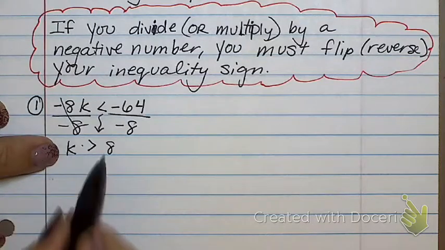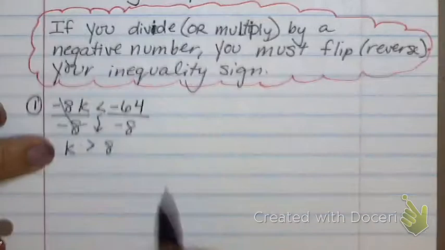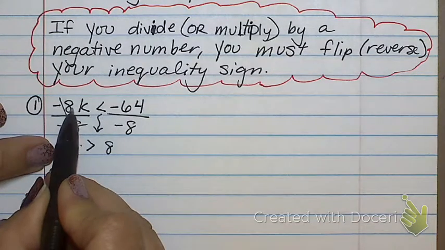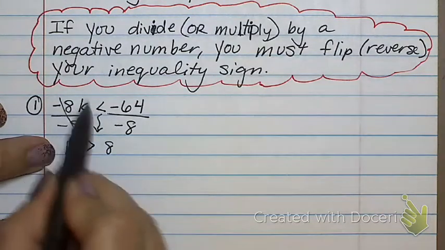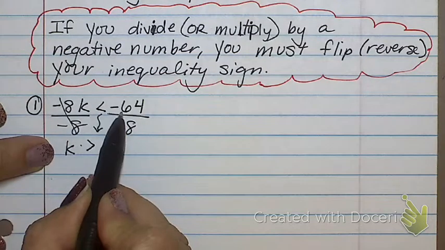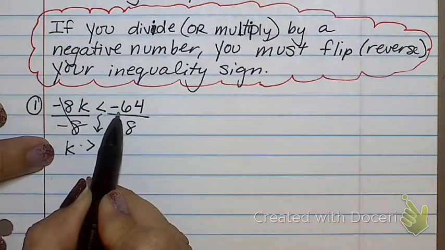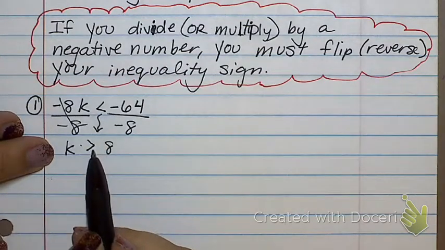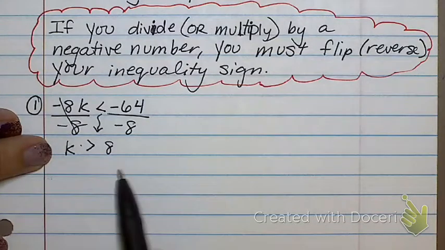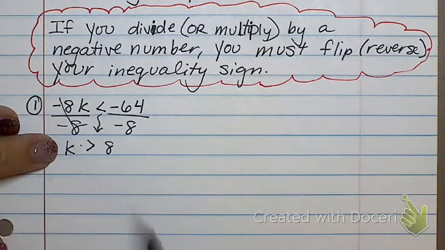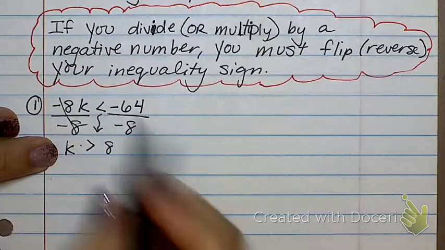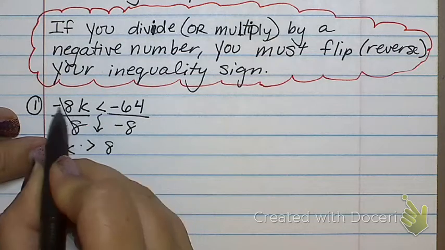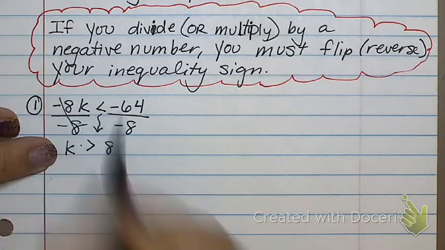So give me a k value that's greater than 8. 9. Okay. What's negative 8 times 9? Negative 72. Is negative 72 less than negative 64? Uh-huh. Because if you owe $72, you are more in debt than somebody who has negative $64. Right? Yes. Okay. Give me a number that's not greater than 8. 7. Negative 8 times 7 is negative 56. Negative 56 is not less than negative 64.